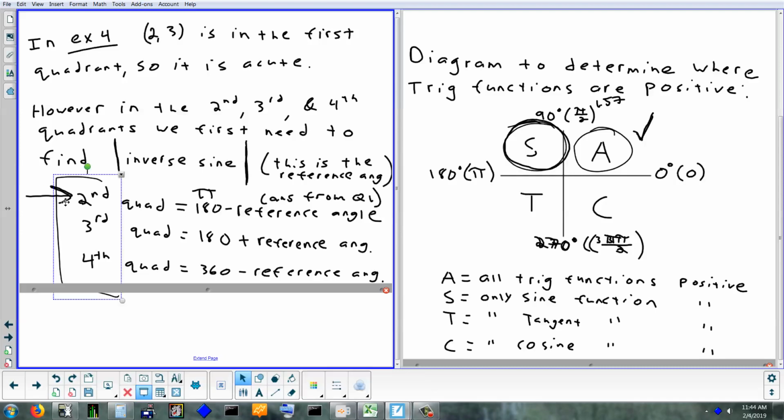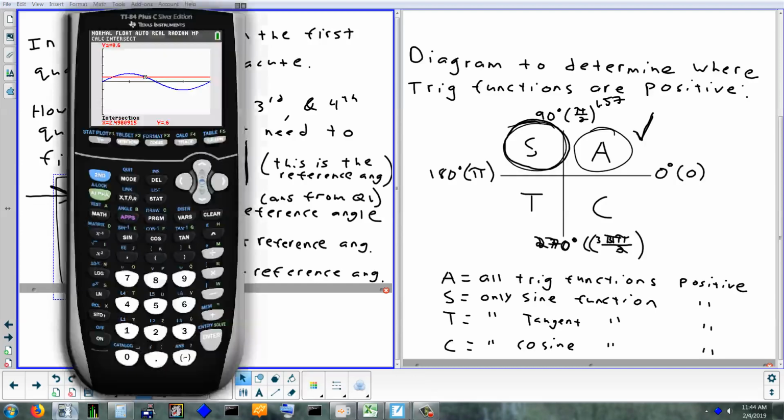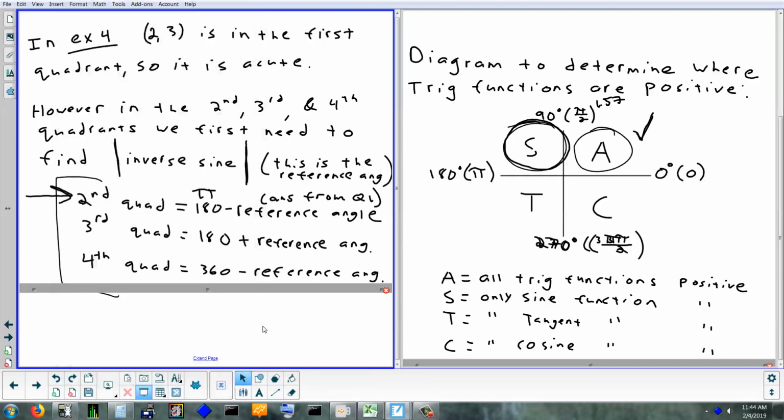The way you're going to know if you should even be looking for a second answer is you're going to graph it. If you graph it and you see 2 graphs cross twice, then yes, you need to write a second answer. If you graph it and they only cross once, you don't need to worry about the second answer. You wouldn't need to worry about this chart at all.